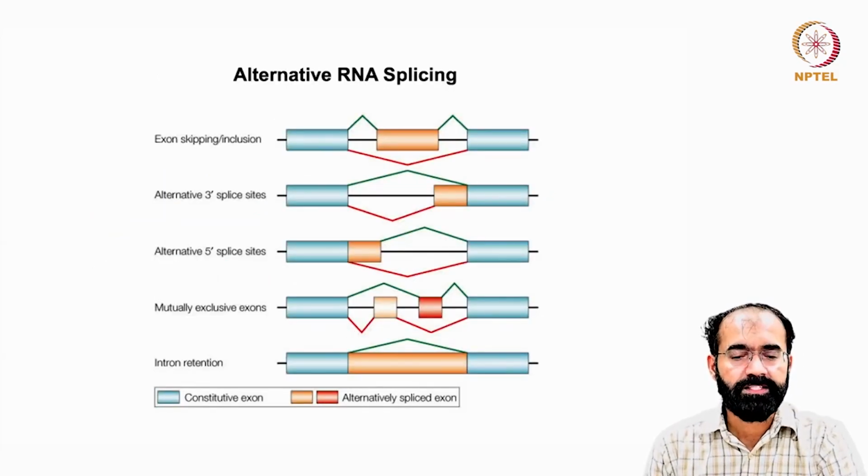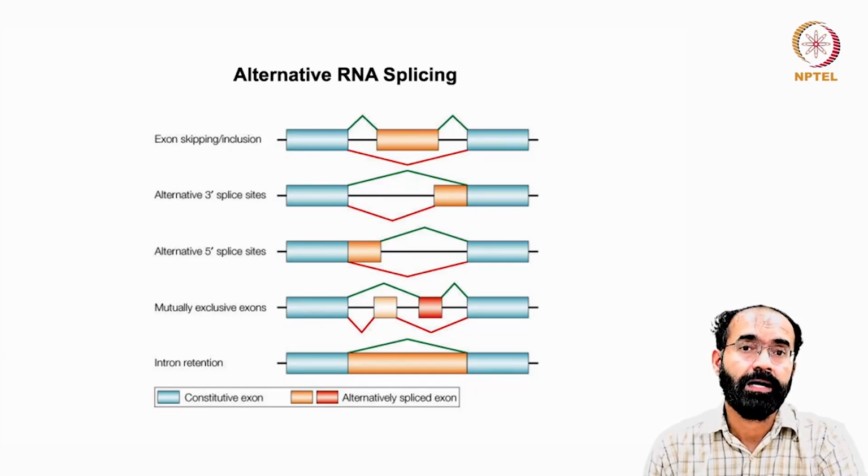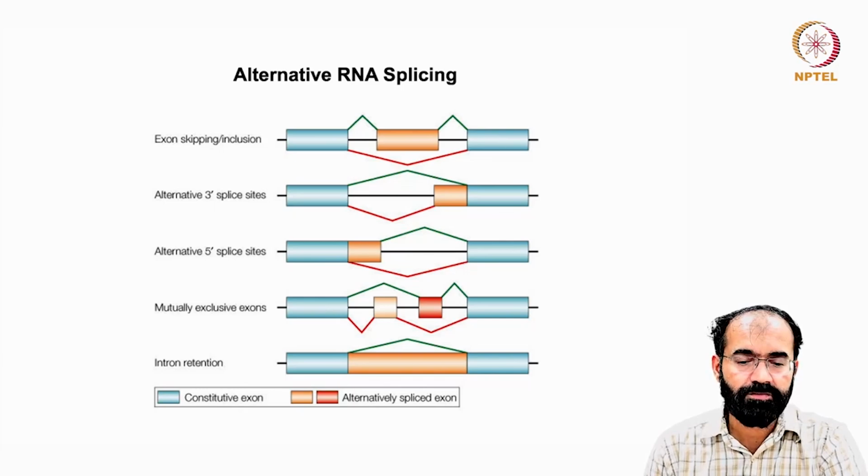This slide shows how alternative splicing has implications in bringing in diversity. So this first example is exon skipping or exon inclusion. Exon 1, exon 2, exon 3. In this bottom portion, exon 1 and exon 3 are fused. It has done the exon skipping, that is, exon 2 is skipped. Whereas this is exon inclusion, where 1, 2 and 3 are fused.